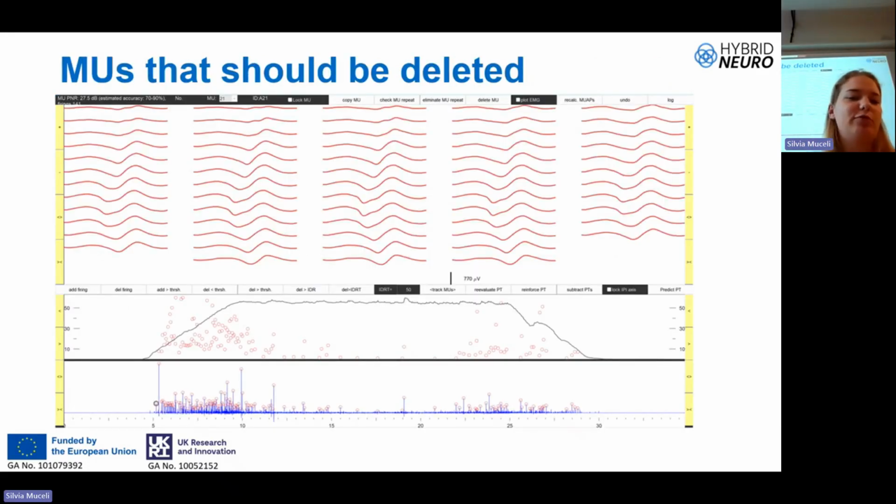So here we have an example of a motor unit that should be deleted. We can see that MUAP shapes are pretty strange. Pulse to noise ratio is 27.5 decibels, which is higher than 24, but still not a very high pulse to noise ratio. Instantaneous discharge rate doesn't have a pattern at all. Firings are just splattered everywhere. And the pulse train is also very strange. We have a lot of different heights, so we have a lot of irregularities. This motor unit was very poorly identified and should be deleted so it won't mess with our analysis afterwards.